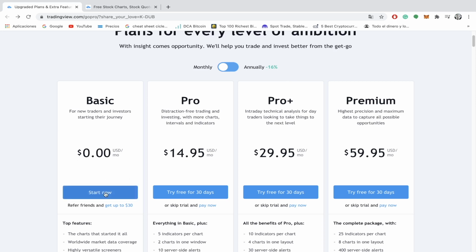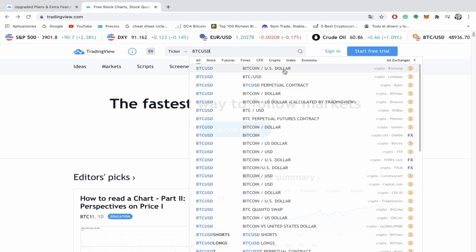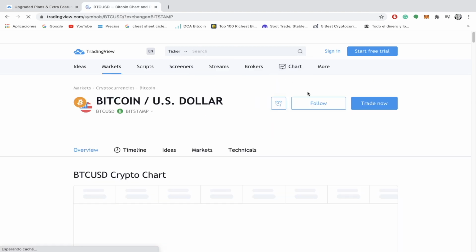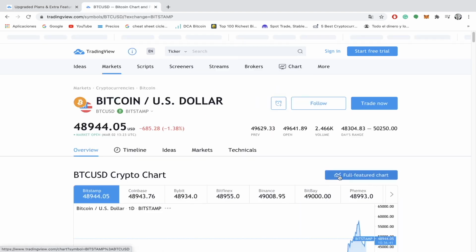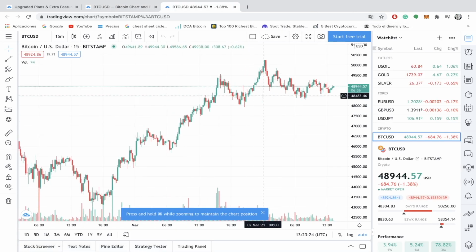You just click here on start now. This will take you to this page over here, and here you can choose any market you want. Let's go with BTC US dollar, for example. You would click on the BTC US dollar pair, and down here you want full featured chart. You would click there, and this will take you to the charting page.